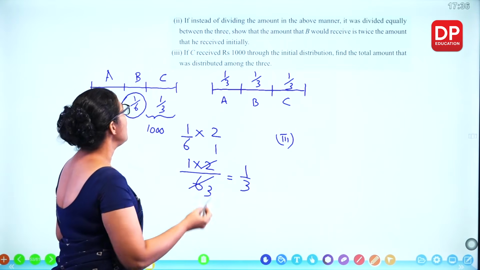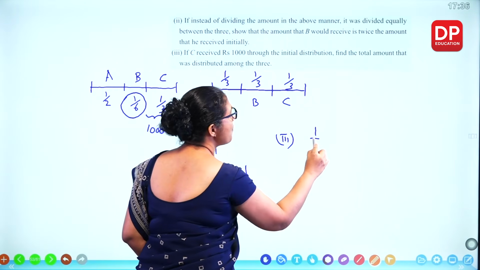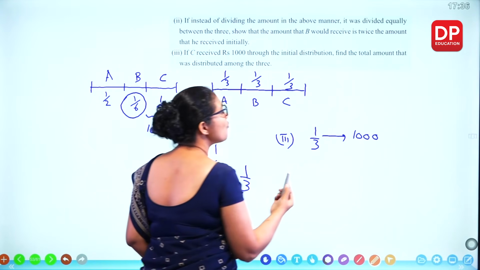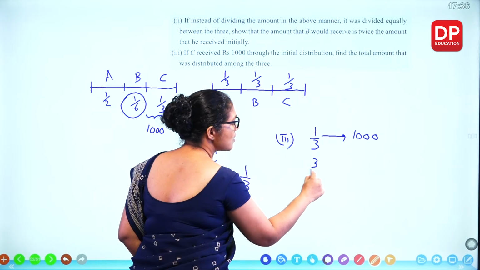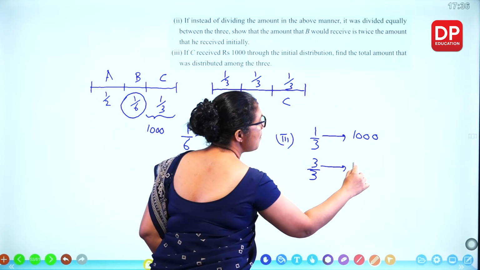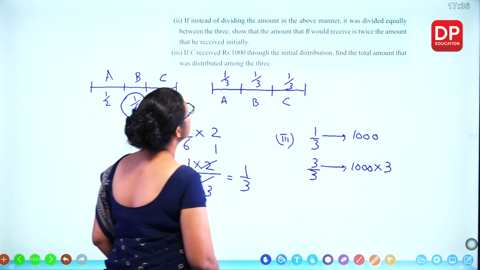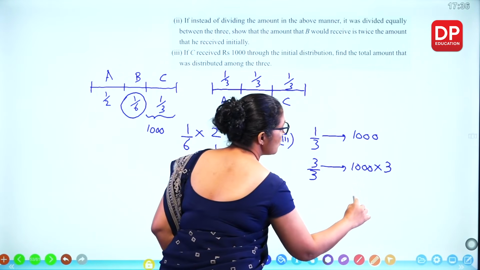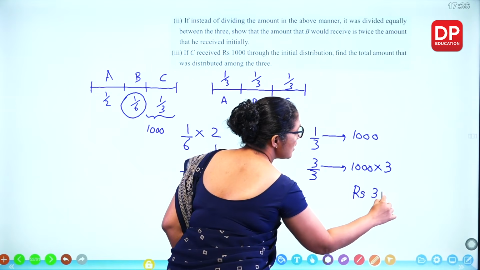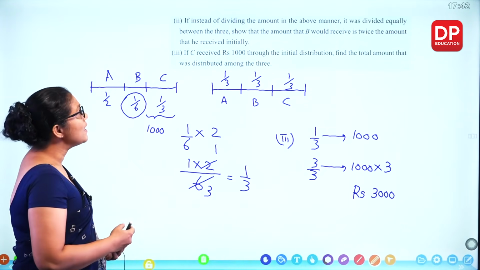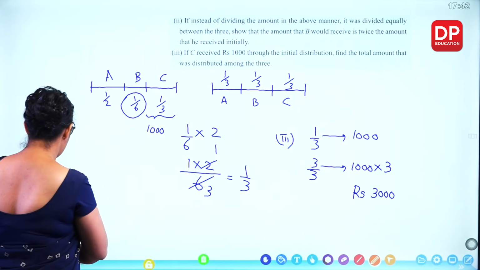So here you know 1/3 represents 1,000 rupees. So what's the total number of parts? You need to consider 3 parts. So you multiply it by 3. So what's the amount? That's 3,000 rupees.